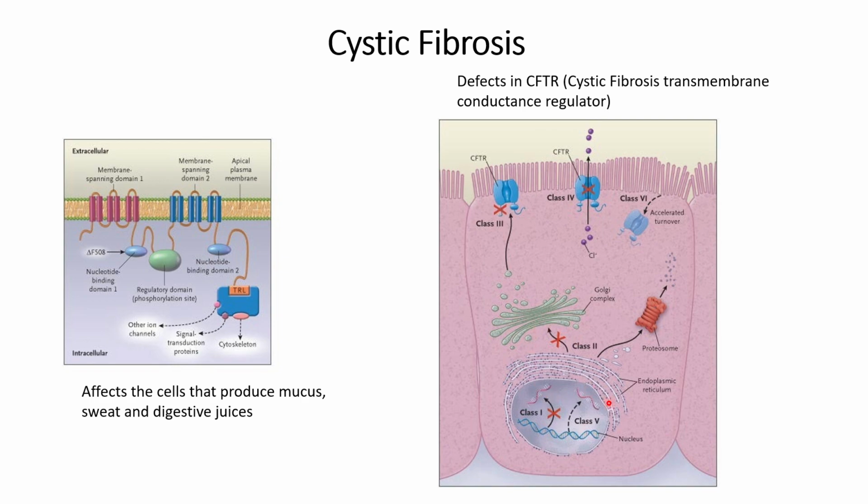Let us understand what are the different kinds of defects that can be produced in the cystic fibrosis patient, or what are the different kinds of cystic fibrosis that exist. First one is considered as class 1, where the CFTR is not able to transcribe and translate. This could be because of gene silencing or any other reason.